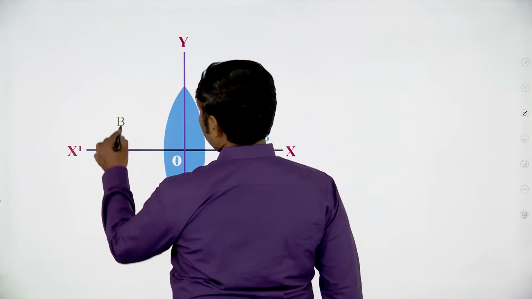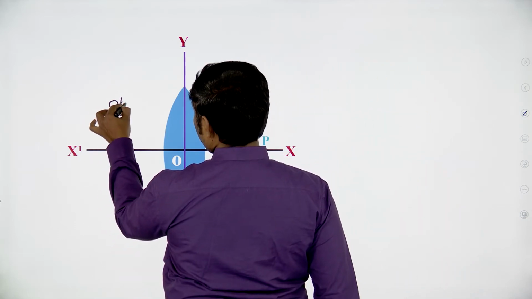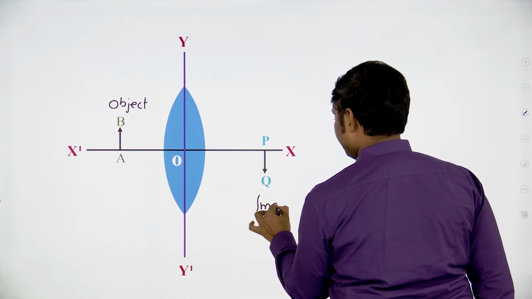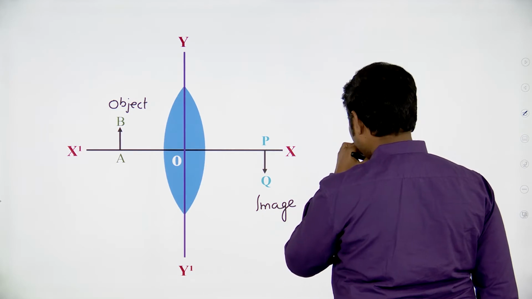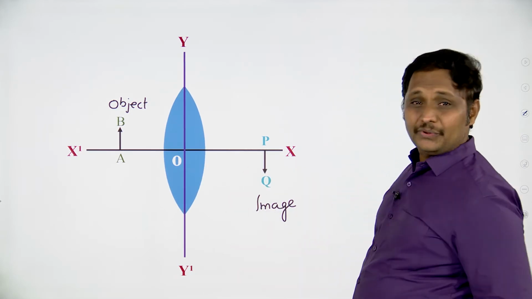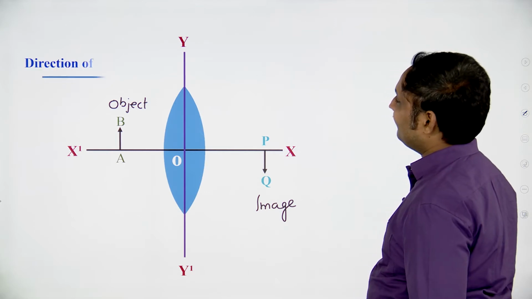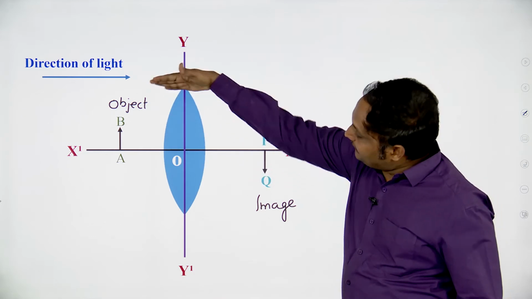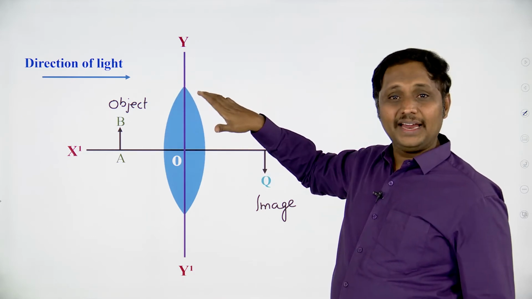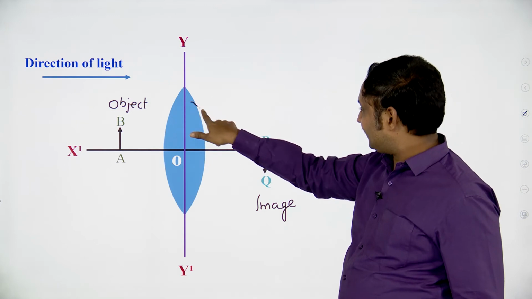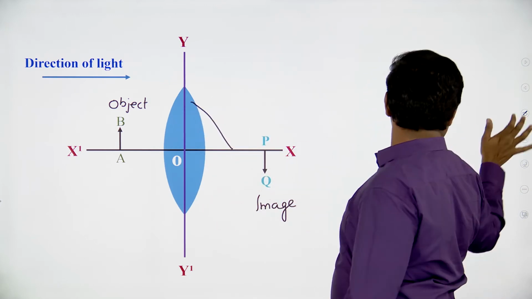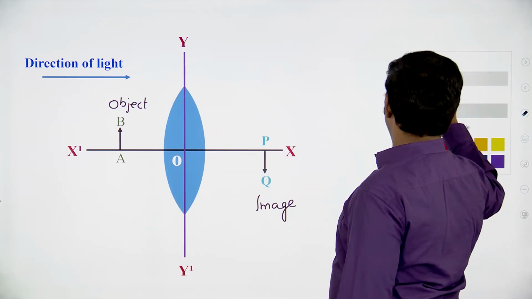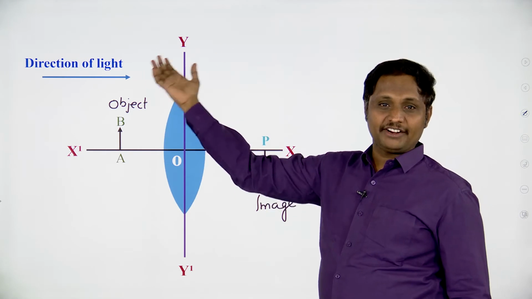So let's assume this is the object we are going to consider. If we assume this is going to be the image, right? Generally, what's the phenomenon that we have observed? The incident light which refracts and cuts the principal axis. Very clear. This is going to be the direction of incident light.